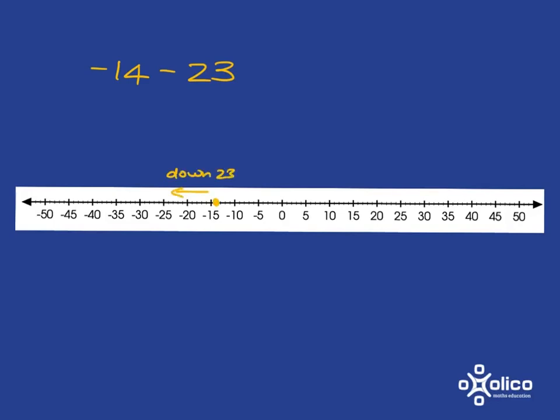23 steps. But I know that that's just going to be the mirror image of starting at 14 and going up 23 steps. So I know that this thing is going to give me the same answer as if I start at 14 and go up 23 steps, except obviously it's going to be negative. And 14 plus 23 is very easy, that's 37. And so here I know my answer will be negative 37.